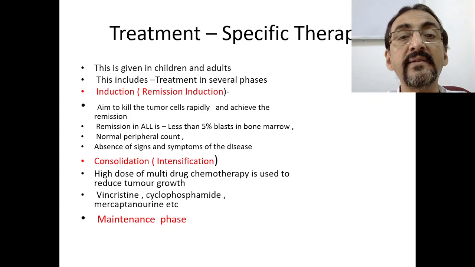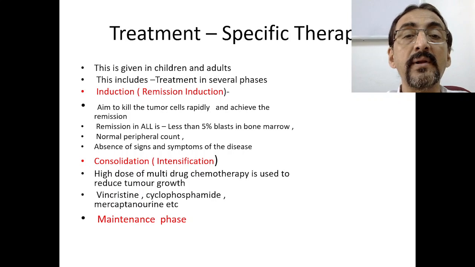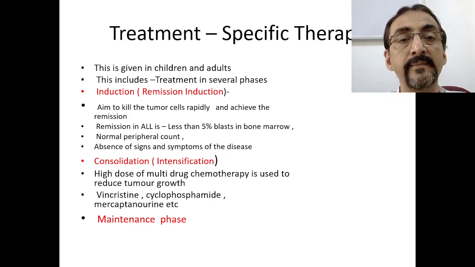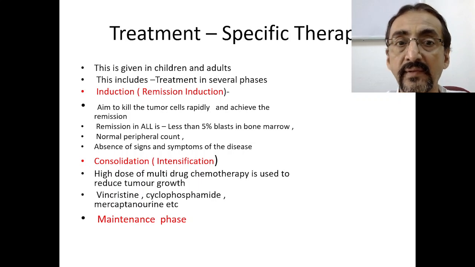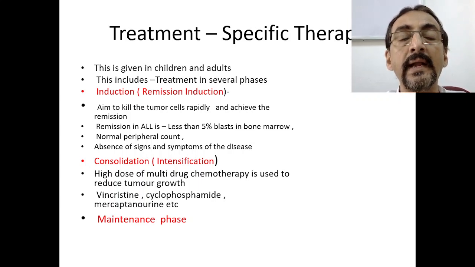Remission of ALL is less than 5% blasts in bone marrow, normal peripheral count, and absence of the signs and symptoms of the disease. If there is absence of the signs and symptoms of the disease, if the peripheral count is normal, and if the blast cells are reduced to less than 5%, then we will call it a remission of ALL. Next one is the intensification phase.